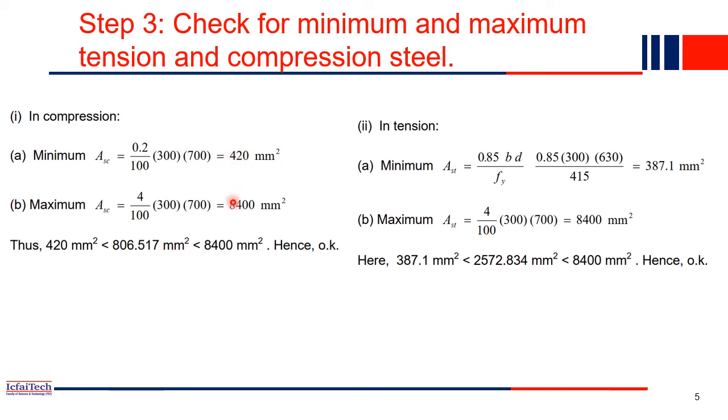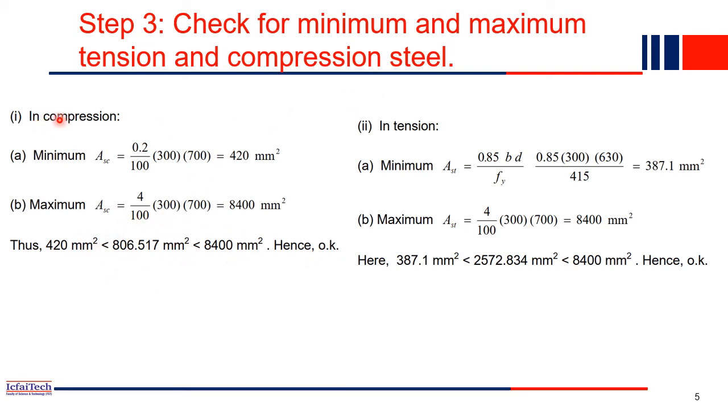It is more than 420, less than 840. So hence it is okay. We have to check it. If this value comes less than 420, then we should provide at least the minimum one of 420. And if this value comes more than 8400, meaning the maximum one, then again we have to redesign the section. But in our case it is in the middle, so hence it is okay. So as per our code it is fine.